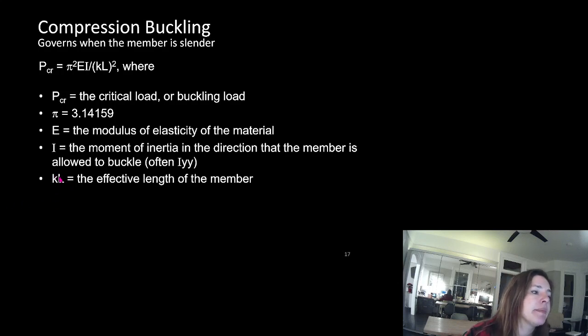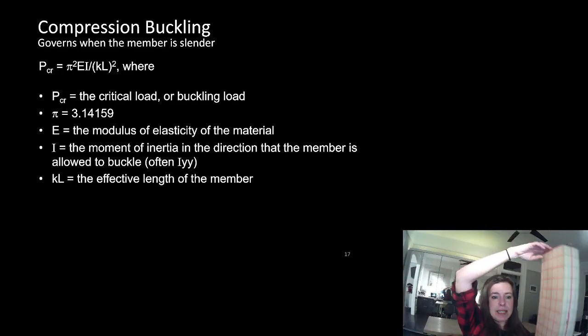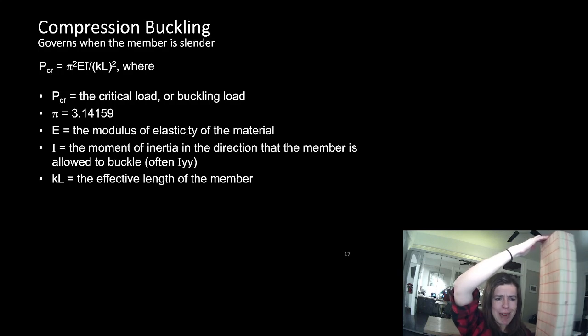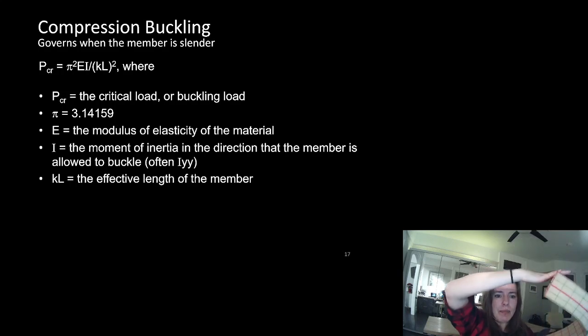What's K? So K is the one thing we don't really know here. This is a weird equation. You don't know what the heck this equation is. I'm telling you, it is the critical buckling load, but that's really all you know. That's the value it'll buckle at. But the things within the equation are all things we know so far, except K. It is the effective length of the member. So it's easy to look at this member and say, okay, its effective length is its height. So it buckles like this.